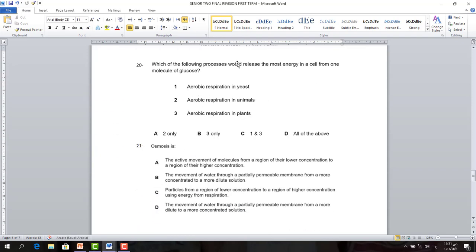Which of the following processes would release the most energy in a cell from one molecule of glucose? Release the most energy: aerobic respiration in yeast, aerobic respiration in animals, aerobic respiration in plants. All of them are aerobic respiration, and aerobic respiration depends on glucose oxidation. So all of the above.